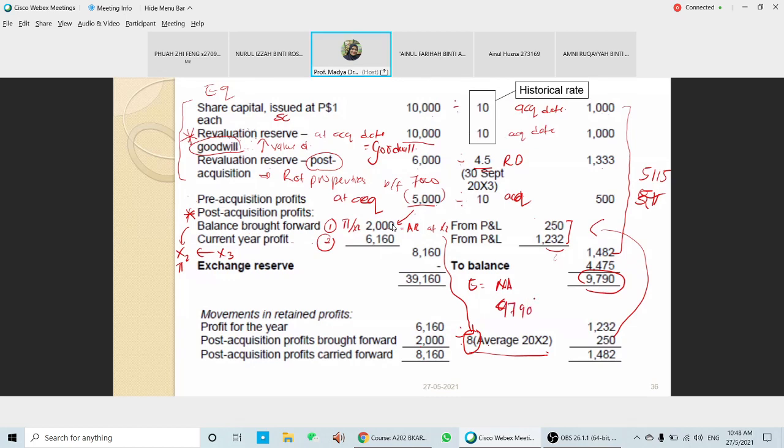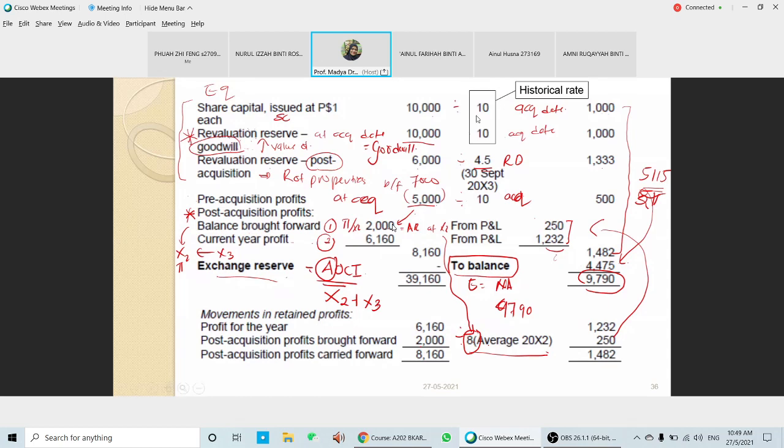Up to this point, your equity here is only 51515, so we need another 4475. The 4475 is used to balance it. This is what you mean by balancing figure. This 4475 is your accumulated other comprehensive income. Since the word accumulated is used here, this is a combination of X2 and X3.